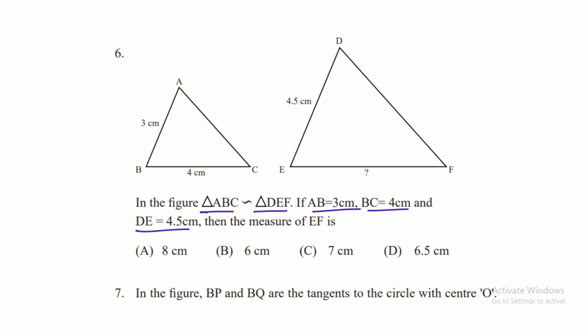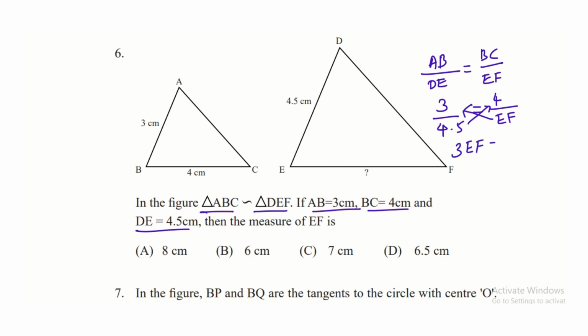So let us take AB by DE equals BC by EF and substitute all the values given here. AB is 3 and DE is 4.5, BC is 4 and we need to find EF. So just simplify this by doing the cross multiplication. So 3 into EF, we get 3 times EF equals 4 into 4.5.